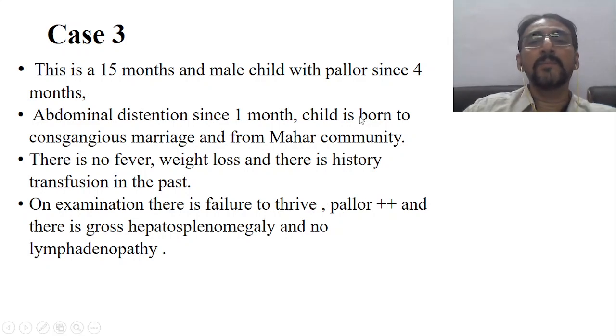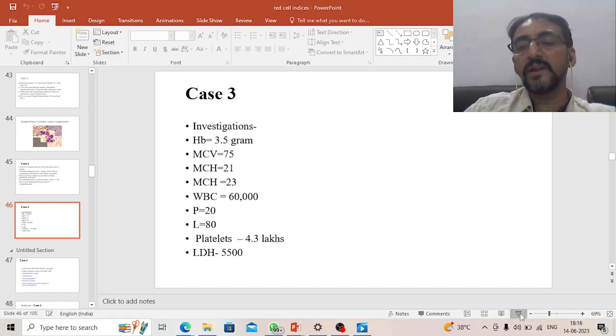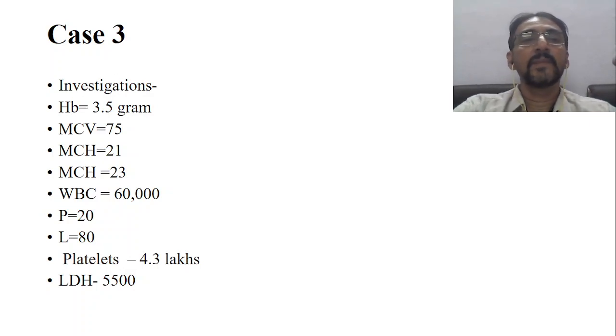Now come to the important part, that is investigations. Now this is your turn. Tell me about the investigation and what the findings are. Investigation shows Hb is 3.5 gram, MCV is 75, MCH is 21, MCHC is 23, WBC is 60,000, polymorphs 20, lymphocytes 80, platelets 4.3 lakhs, and LDH, lactate dehydrogenase, is 5,500, which is also increased.